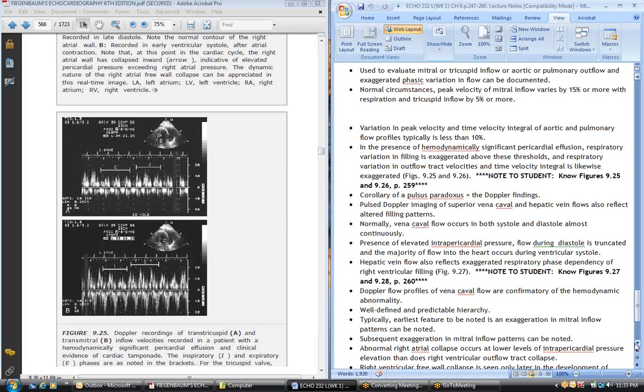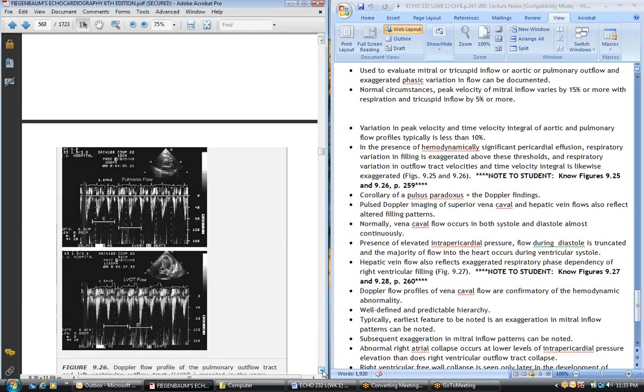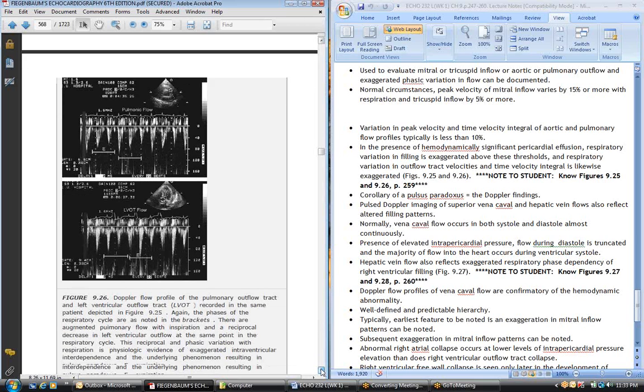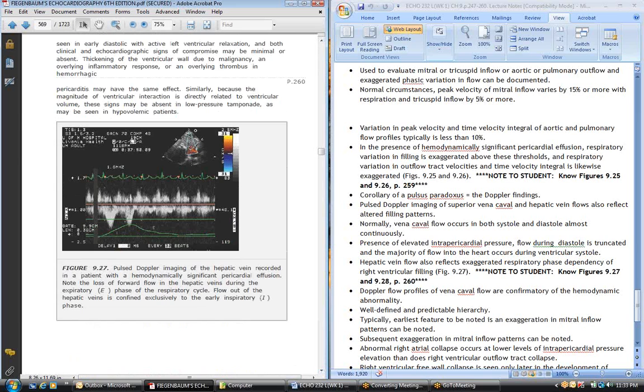Hepatic vein flow also reflects exaggerated respiratory phase dependency of right ventricular filling. You'll hear a cardiologist refer to the hepatic flow as blunted, meaning that the pressure is keeping it from flowing like it normally should. Let's go down here and take a look at figure 9-27. This is the hepatic flow that you have with respiratory variation, and you see how it's blunted during expiration as opposed to inspiration.